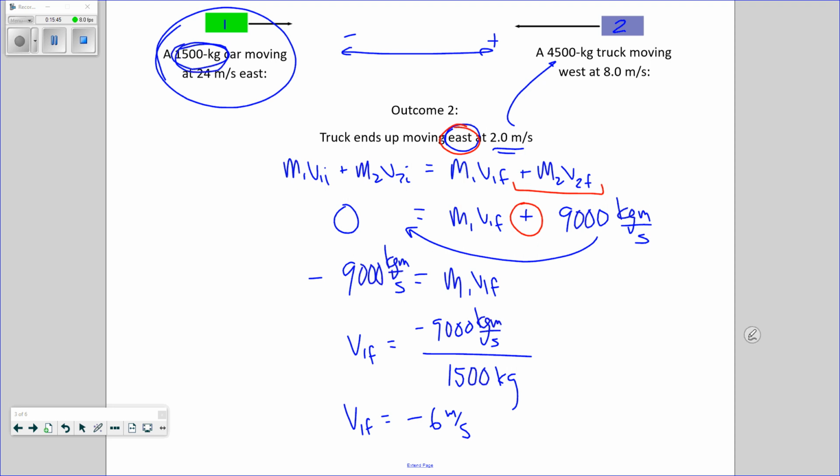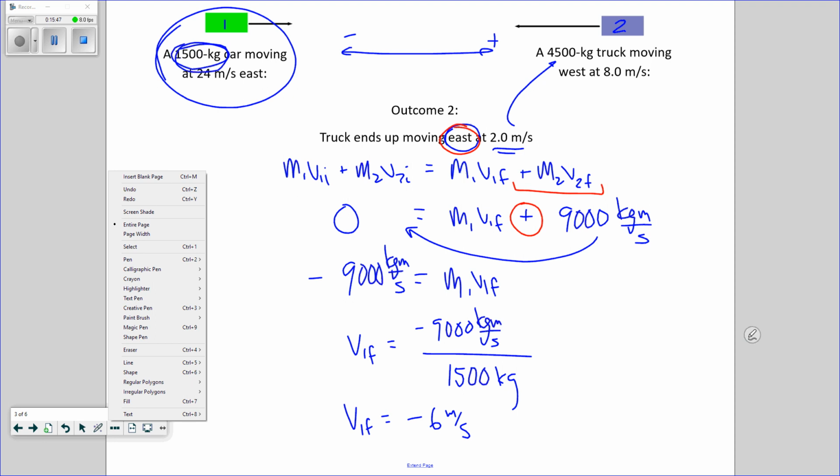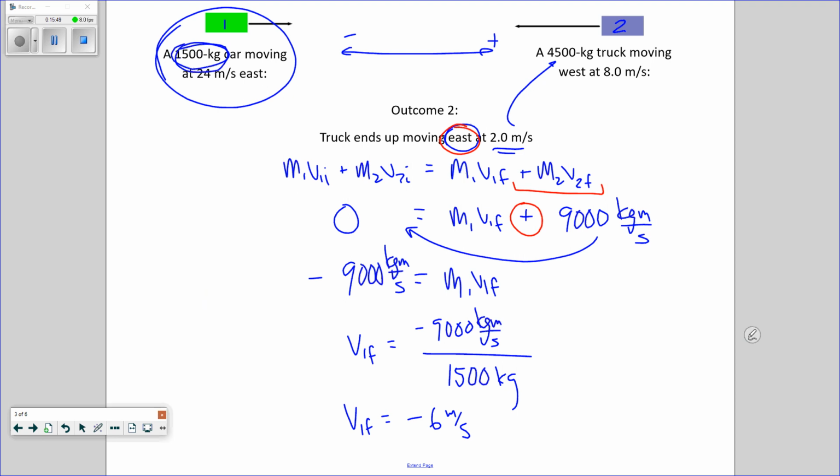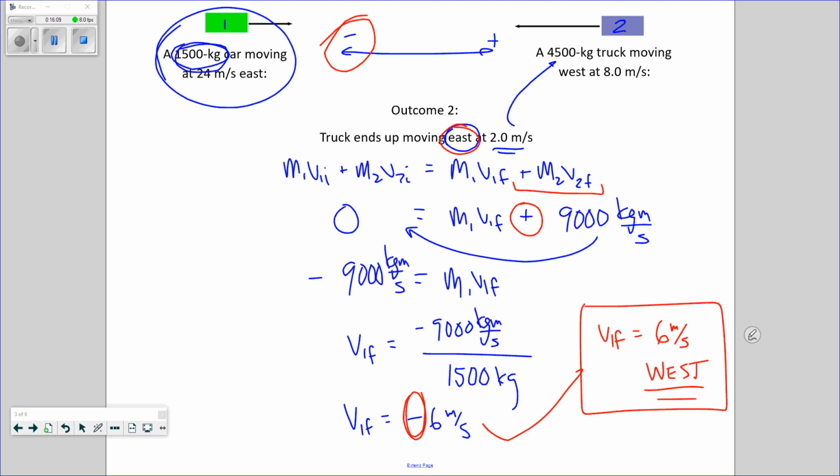And what that means, if we were to translate that and maybe use some words, I would say what this really means is V1 final is 6 meters per second west. How do I know it's west? Well, look, the velocity is negative. So we can tell a lot about what happens in the end to one thing if we know what happens to the other thing.